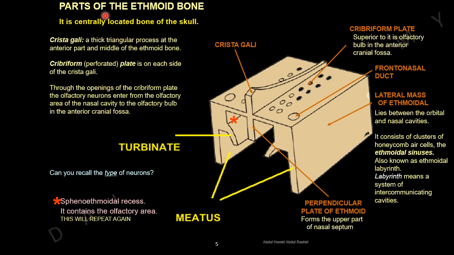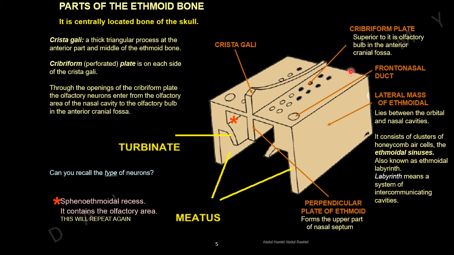Parts of the ethmoid bone. Ethmoid bone is a centrally located bone in the skull, and it is related to many important structures. This is crista galli, a thick triangular process at the anterior part and middle of the ethmoid bone. On each side of the crista galli is cribriform plate. That means perforated plates with so many foramina.